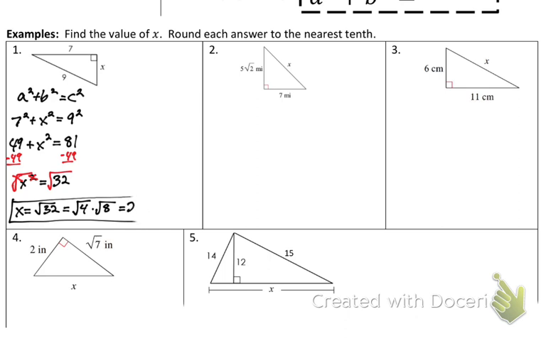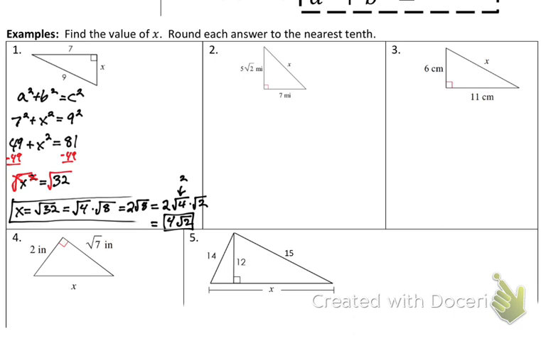I did have 2 square root of 8, but that equals 2 square root of 4 times square root of 2. Square root of 4 is 2. 2 times 2 is 4. This would equal 4 square root of 2. Our correct answer would be 4 square root of 2.